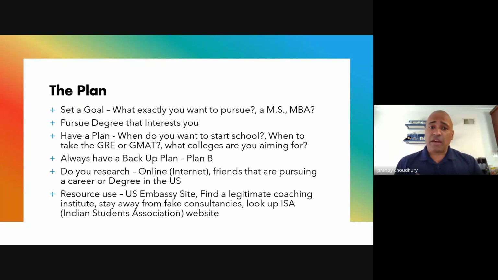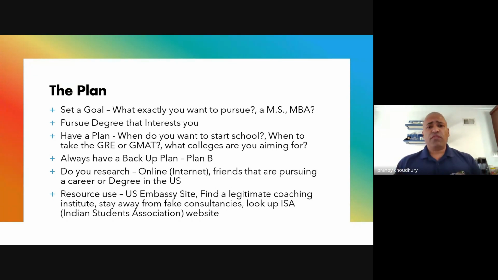The next step is have a plan. When do you want to start school? Here in the US, there are 3 sessions. There is a winter session, which starts in January. There is a fall session, which usually starts in August. And then there's a summer session that starts in May. Typically, the Indian students come in the winter session, and a lot of them come in the fall session. When do you want to take the GRE or the GMAT? What colleges are you aiming for?